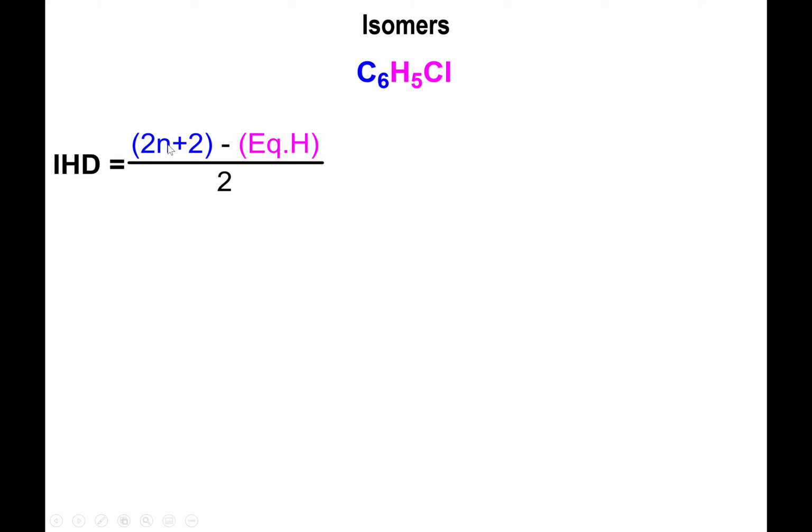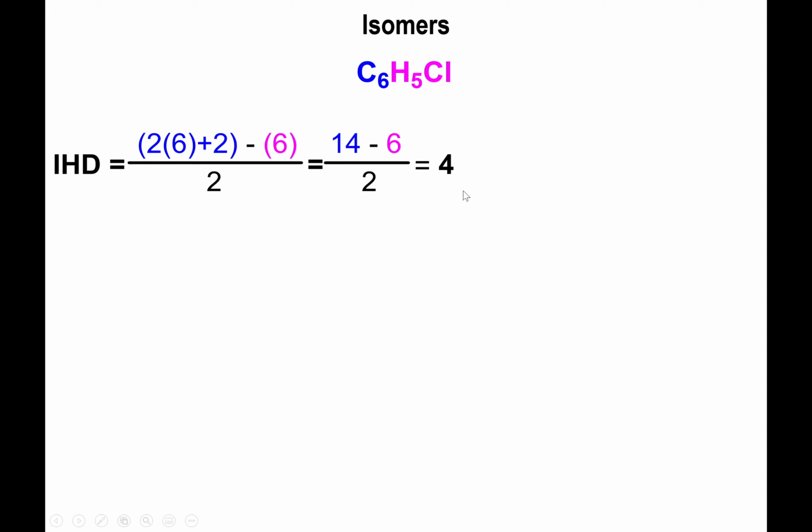2 times 6 is 12, plus 2 will be 14. The formula contains 5 hydrogens, but we also have 1 chlorine, so there's a total equivalent of 6 hydrogens in the formula. So we'll change that to 6. And subtracting 6 from 14 gives us 8. 8 divided by 2 is equal to 4.